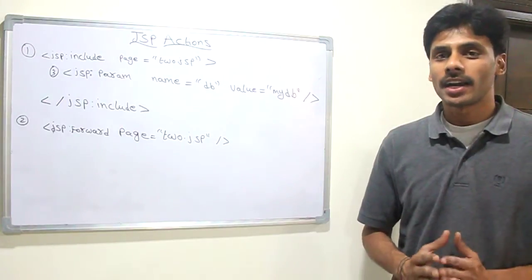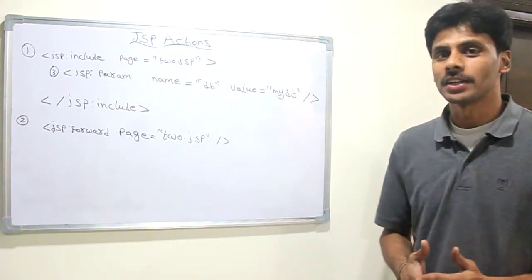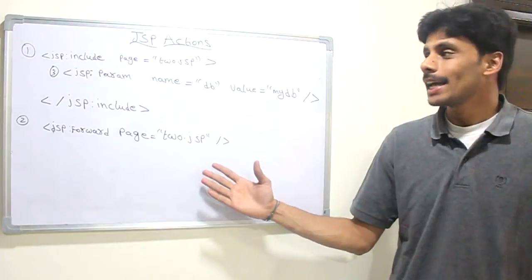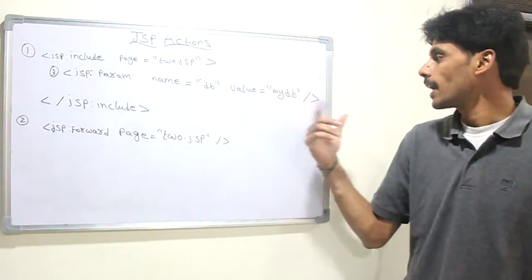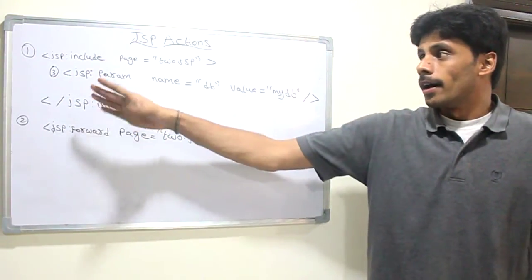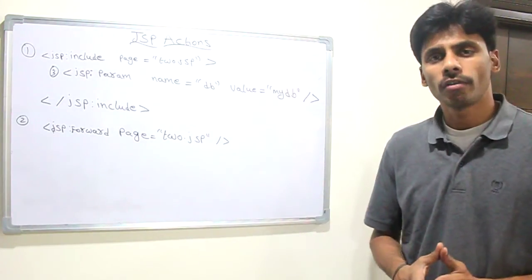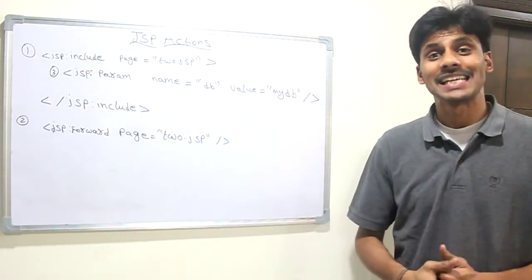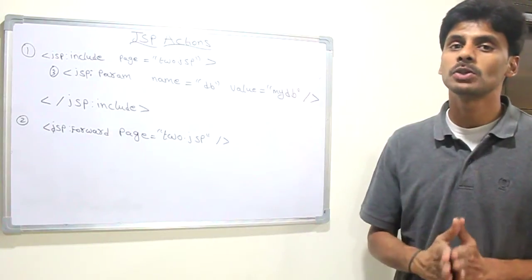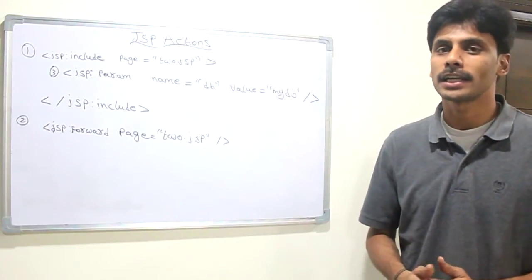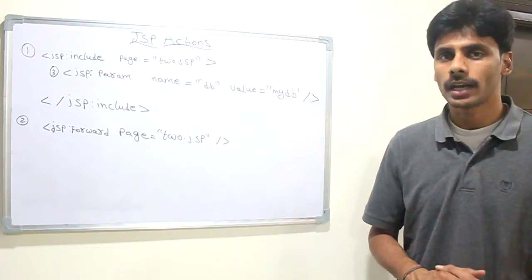JSP actions are runtime instructions to the JSP container. They follow the XML syntax where we have a starting element and then the ending element. The main actions are JSP include, JSP forward, JSP param, and then JSP useBean. JSP useBean comes with its own getter and setter elements. They are again two separate actions.